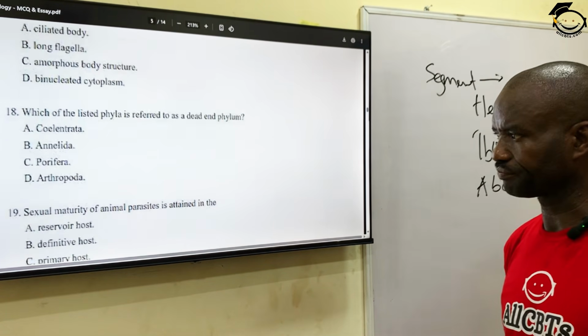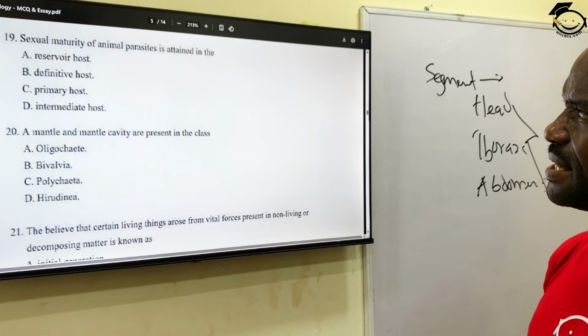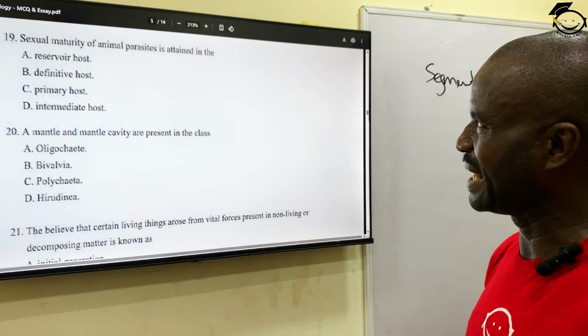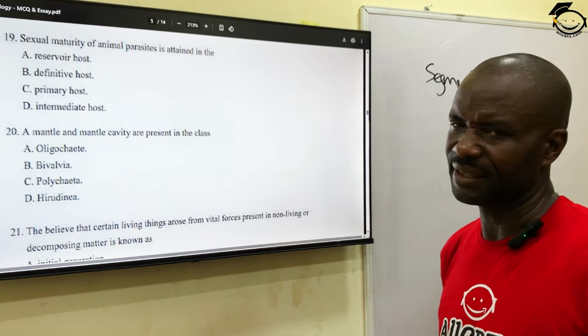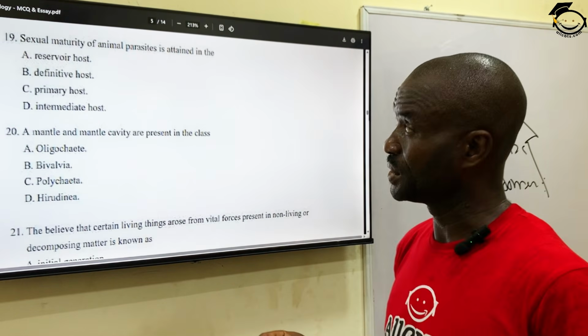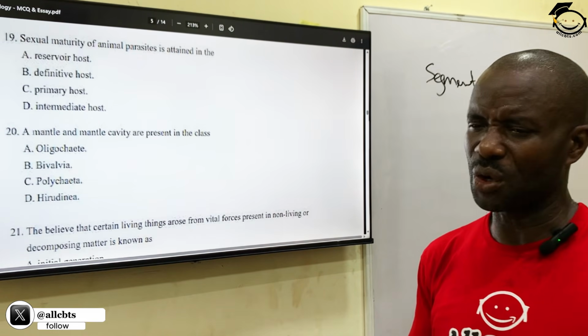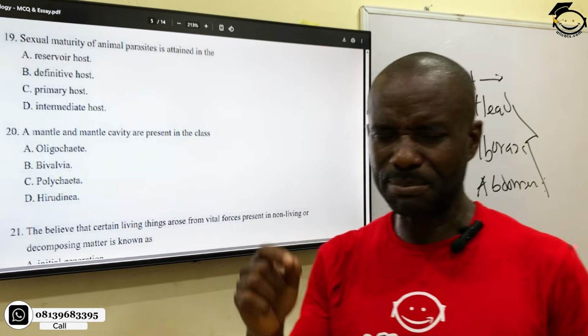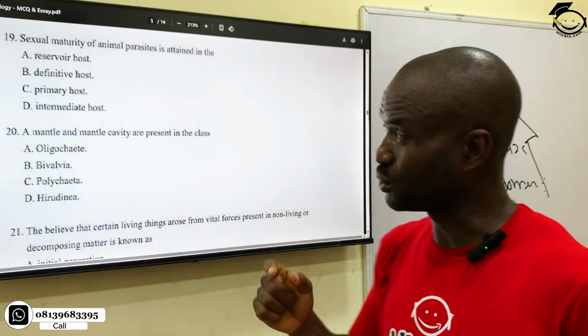Question 19. Question 19 says, sexual maturity of animal parasite is attained in A. We say we have parasites or pathogens. They have what we call their host, primary and secondary host. So where does this primary host attain their sexual maturity?